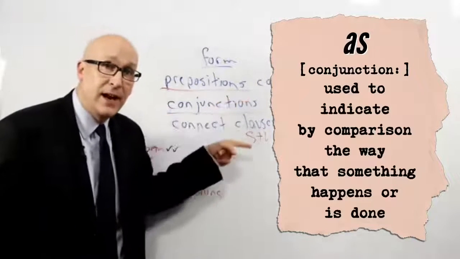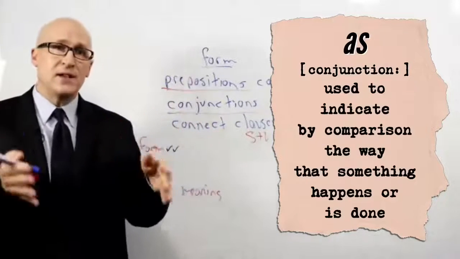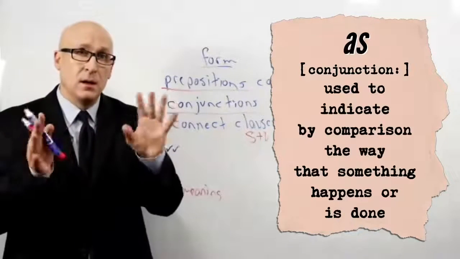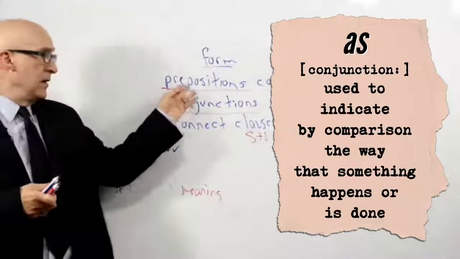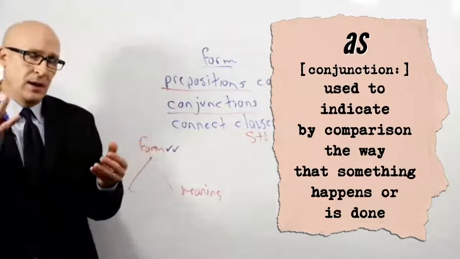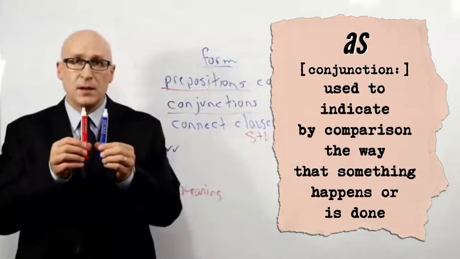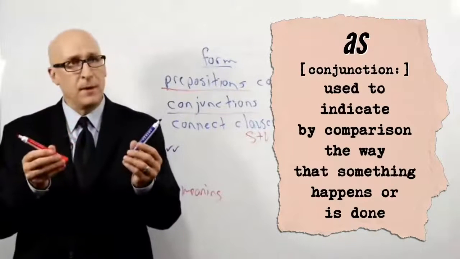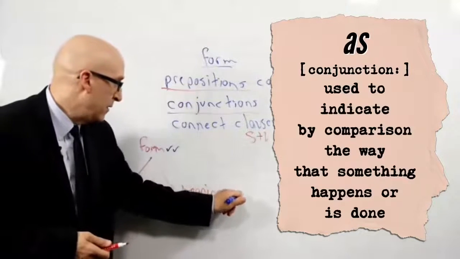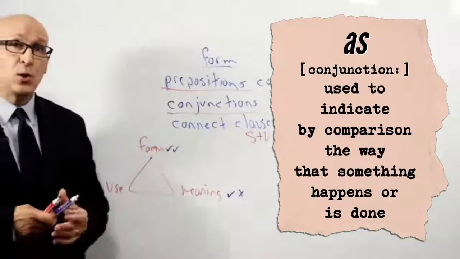But look at the meaning of as. Used to indicate by comparison the way that something happens or is done. Okay, so comparison. That's kind of like the preposition meaning, which was similar to. Okay, they're getting related. But this is similar to this, right? It's a pen and this is a pen, but they're different colors, but they're similar. That's a little different than comparing them, right? Comparing is a different idea. So maybe we have two different meanings here. And this is going to affect the use, and that's what we'll look at next.